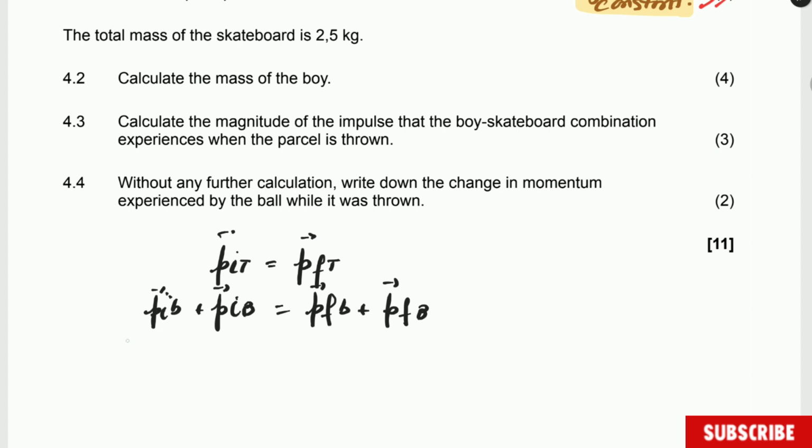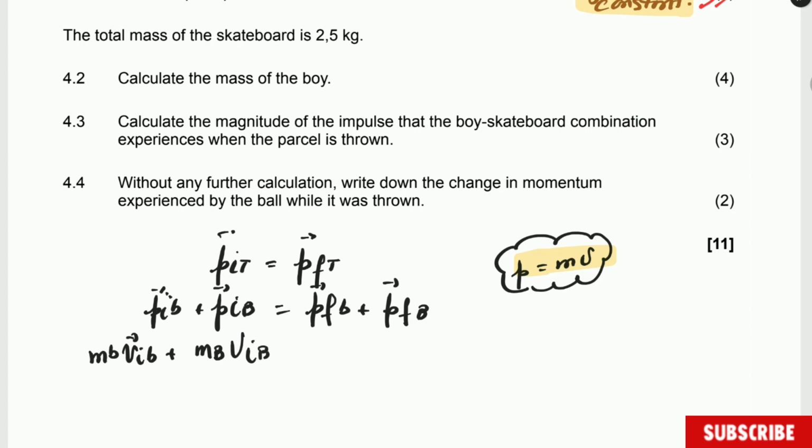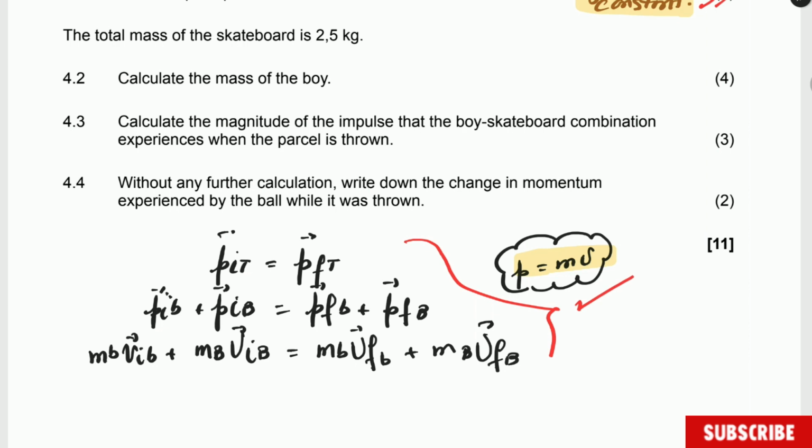Now, if you remember, the definition of momentum is equal to the product of mass and velocity of the object, and we are going to substitute in each of them. So the initial momentum of the ball will be the mass of the ball multiplied by the initial velocity of the ball, plus the initial momentum of the boy, which will be the mass of the boy, remember, boy and skateboard, multiplied by the initial velocity of the boy, is equal to the mass of the ball times the final velocity of the ball, plus the mass of the boy times the final velocity of the boy. This is the law, and the good news is that you will get the first mark for any of those. Any of those will carry 1 mark.